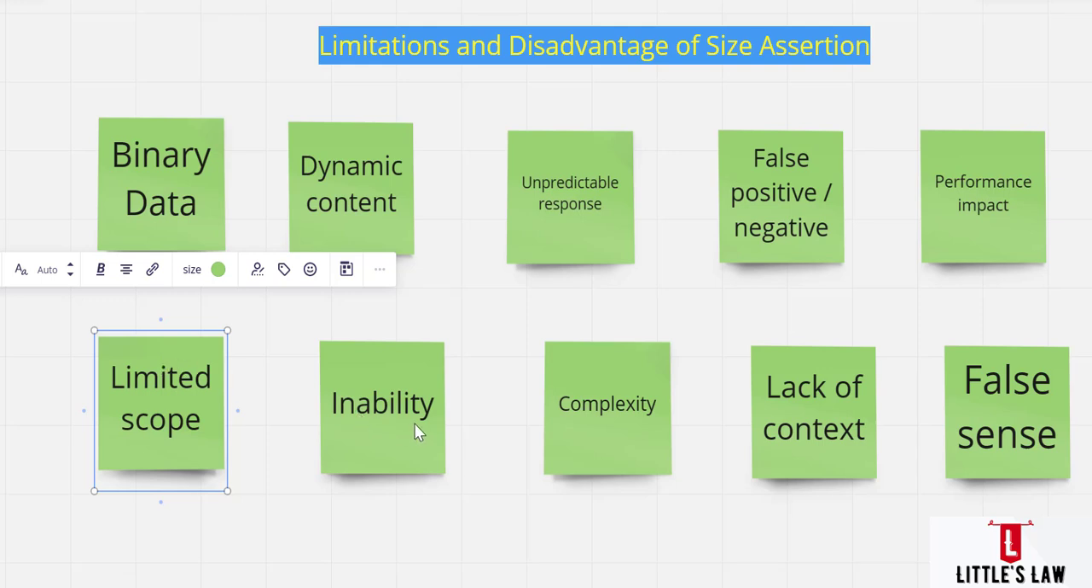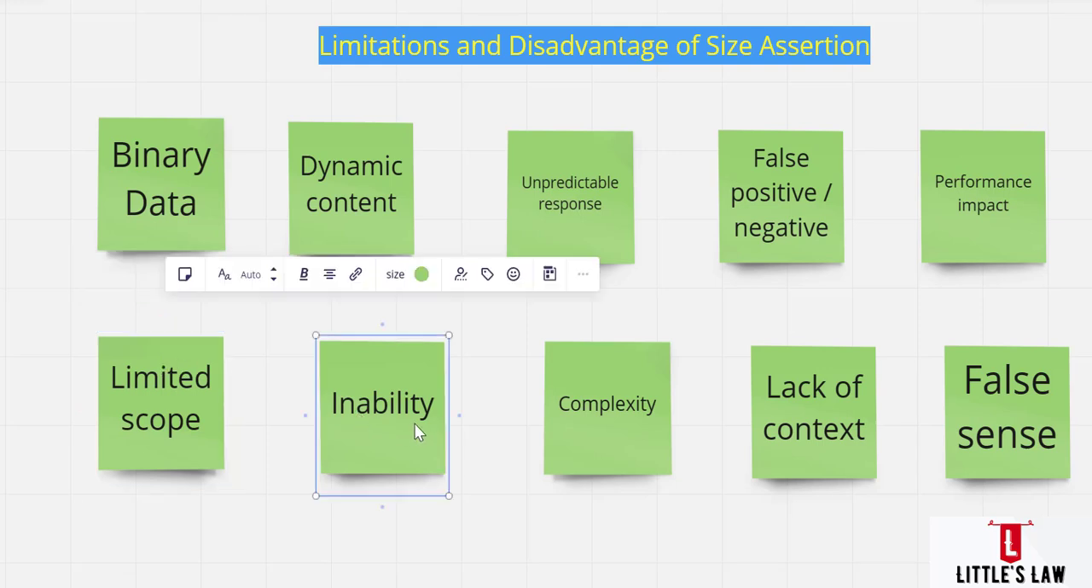And when it comes to handling dynamic data, if a web application generates responses with dynamic data such as timestamps or randomly generated values, the response sizes may vary even if the content is the same, and this can lead to false positives or false negatives with the size assertion.